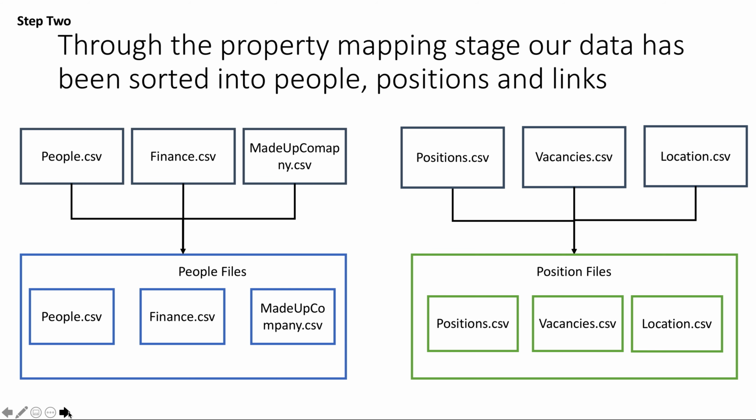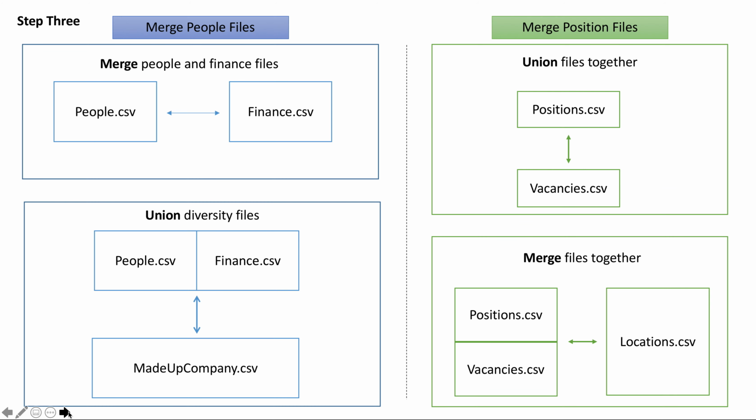Once the files are mapped, they are assigned into buckets of people, positions, or both people and position. In this case, the people, finance, and made-up company files are assigned to the people dataset, while the positions, vacancies, and locations files are assigned to the positions dataset. As the files have now been assigned to their designated data type, the process of combining the files together begins.